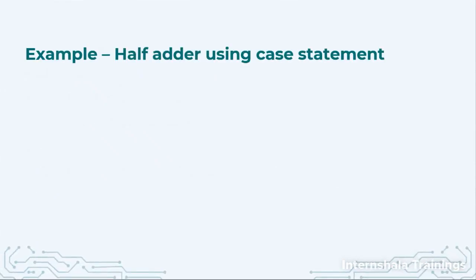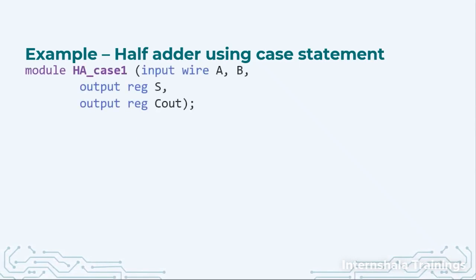We have already done a half adder. Let us see how we can implement a half adder using the case statement. So I have a module, I have input wire A and B, and output register S and Cout. Here I am explicitly mentioning wire and register because whenever you have a left hand side and you want to store something, storing means a register is required. So I am mentioning register here.